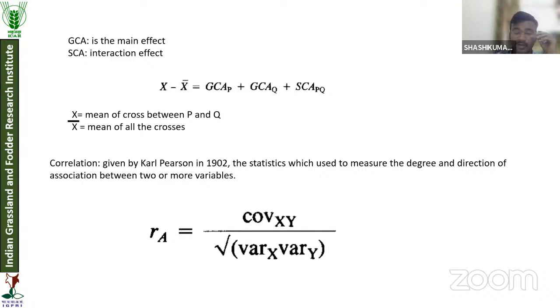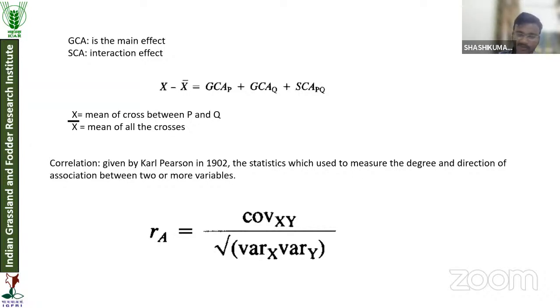If you want a functional relationship between two traits, you go for regression between the two traits. If you estimate the regression coefficient, you can estimate how much change in one trait will affect another trait. Suppose we increase grain number by 10, then how much will the grain yield increase, that is, how many grams of grain yield. That is estimated through regression between the two traits.